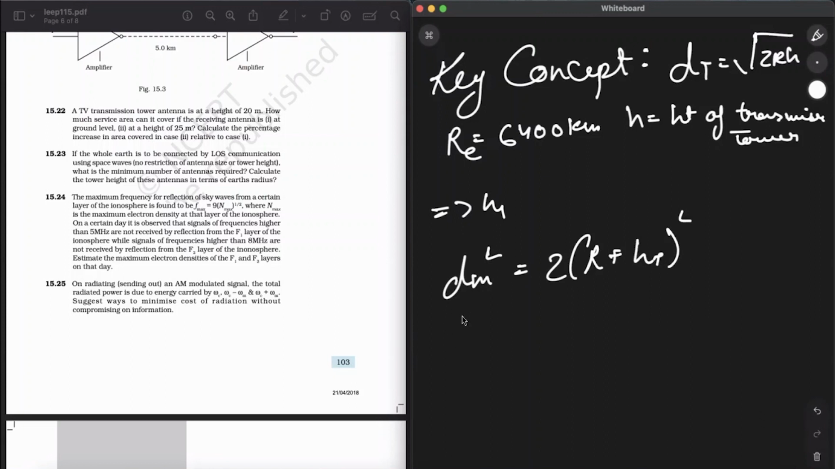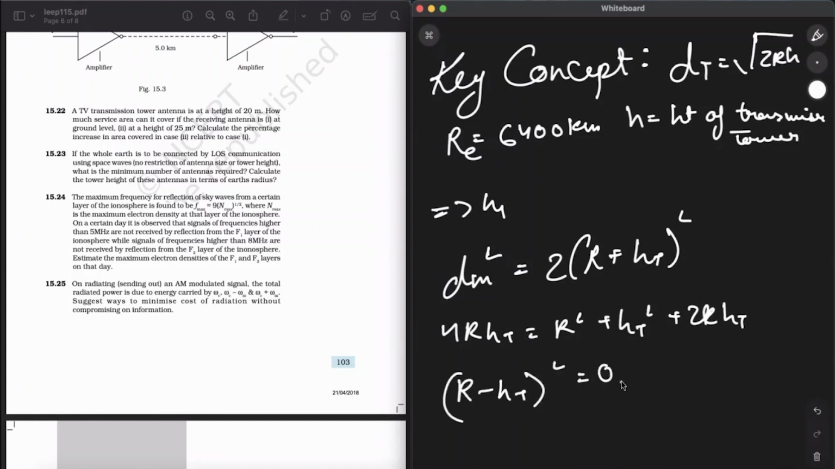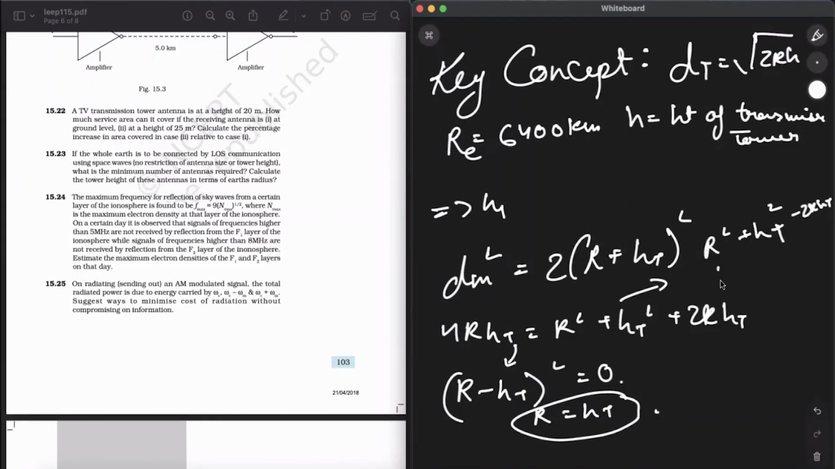R square plus HT square plus 2R HT. Now (R minus HT) whole square is equal to 0. R is equal to height of transmission tower. How did we come from here to here? It will be R square plus HT square minus 2R HT. Then we can write it as (R minus HT) whole square. This will be equal to 0. So R will be equal to HT. That means the height of the transmitting tower will be equal to the radius of the earth.